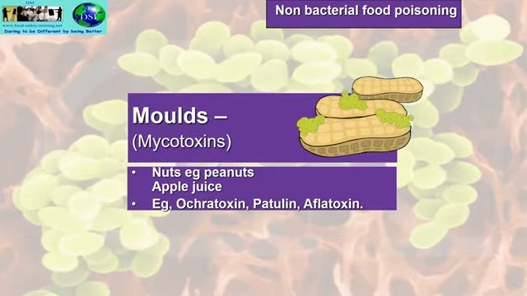Molds, this has been mentioned once or twice before, come from mycotoxins, which are the fungal toxins produced in certain foods, such as nuts, for example peanuts, and apple juice. The examples of the toxins include ochratoxin, patulin, and aflatoxin. Now, just to put your mind at rest, these are not the sort of blue-green molds that you see on bread or on cheese. These are really specialised molds that you'll only find on these certain foods under certain conditions of growth.